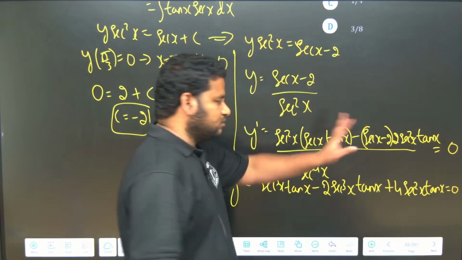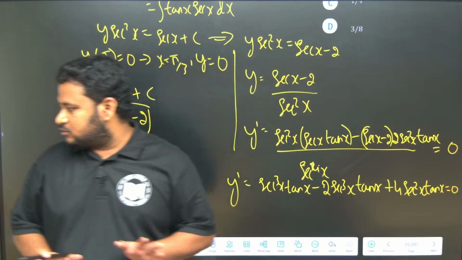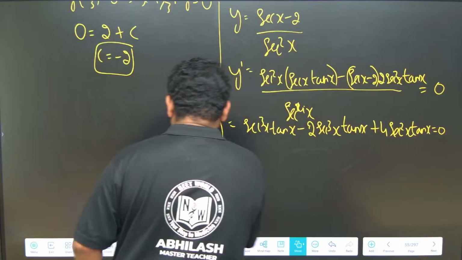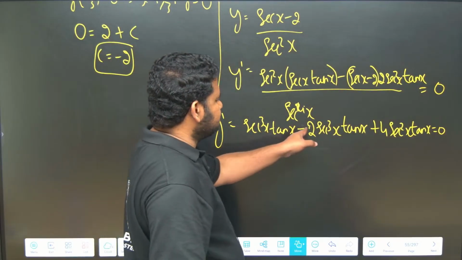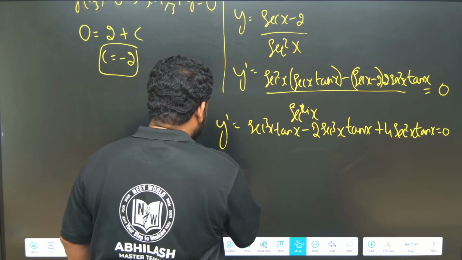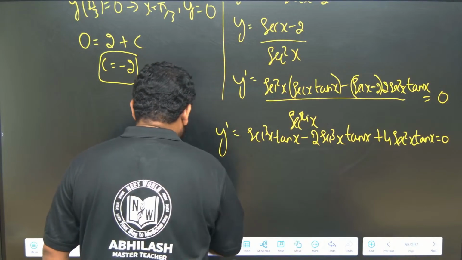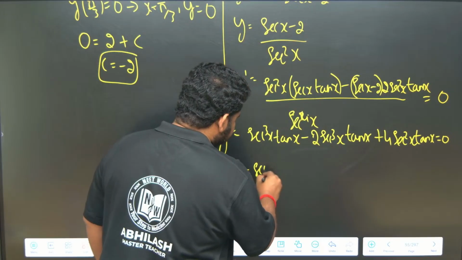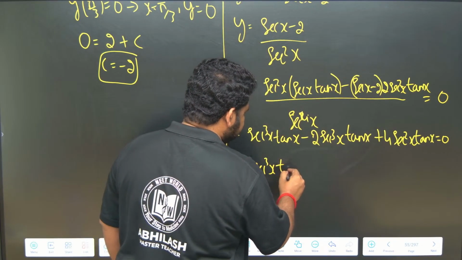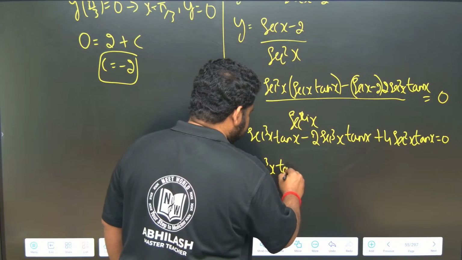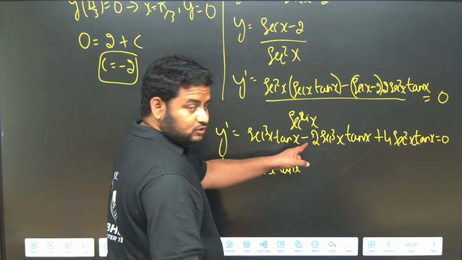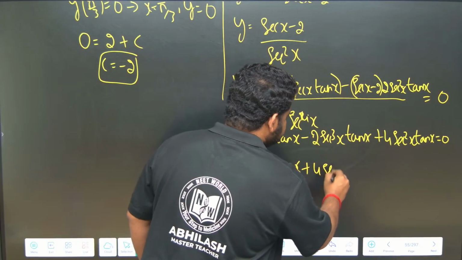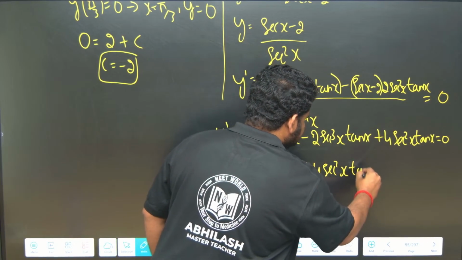This denominator will go there, it will multiply, we will get it equal to 0. Got it? Now secant cube x tan x minus 2 secant cube x tan x, so y dash will be equal to minus secant cube x tan x, because 2 minus 1 is 1 only, but the minus sign is there, that will become minus 1. So this will become minus secant cube x tan x plus 4 secant square x tan x is equal to 0.